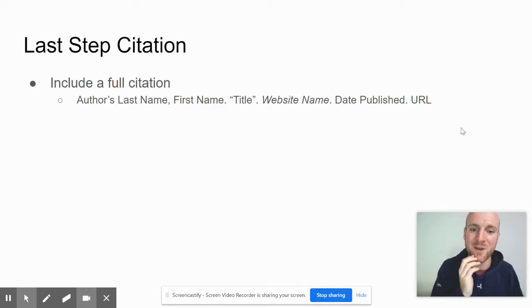The last step is at the bottom of your paragraph, you want to include a citation. Again, for a citation, I'm okay with the author's last name, first name, the title of the article, the website name, the date that it was created, and the link to the article. So the last step is a citation. You want to give the source so that if someone wants to read the whole thing, they can go and read the whole thing.